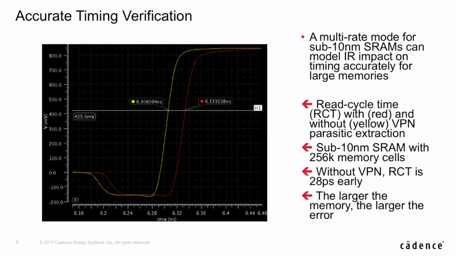And as I said, this is a sub-10 nanometer SRAM with 256K memory cells, and as the memory size gets larger, the error is going to get larger as well. So effectively taking the full VPN effect into consideration when you do verification is really a must in order to meet the criteria we talked about early on.